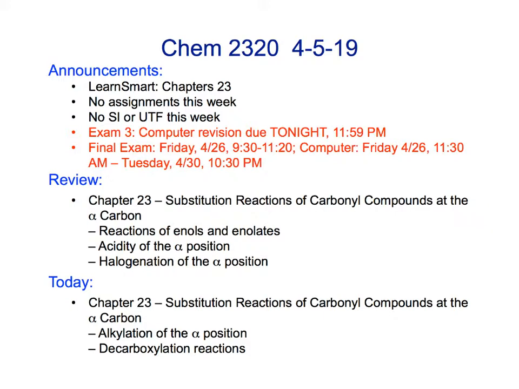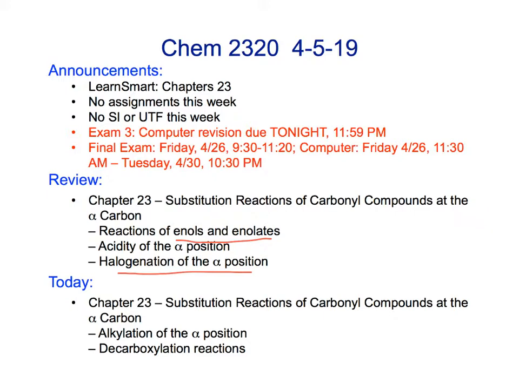Okay, so we are in chapter 23. We have been looking at reactions at the alpha position of ketones and aldehydes. So far we have looked at the formation of enols and enolates, and then really the first reaction, the halogenation at that alpha position. We looked at the halogenation under two different types of conditions, acidic or basic. We can use either of those conditions.